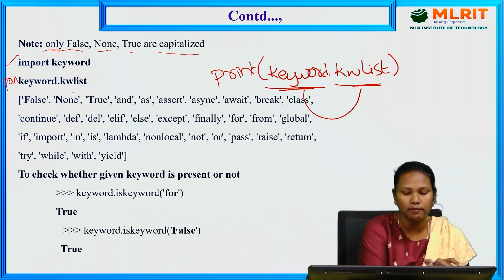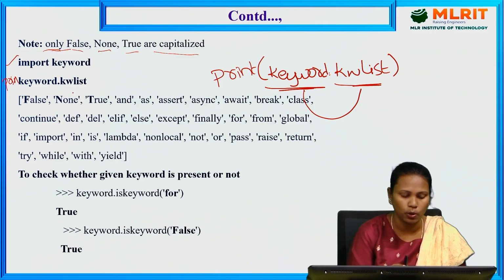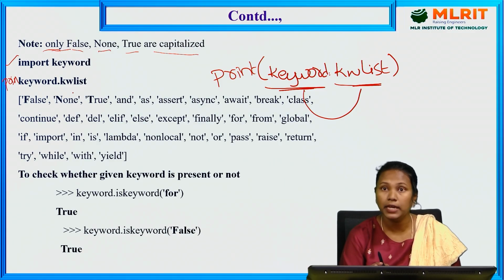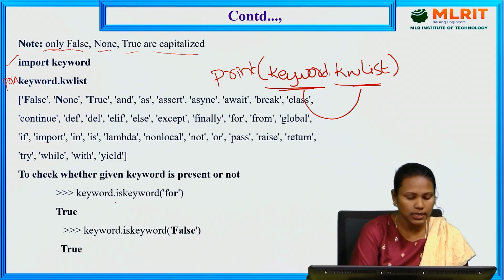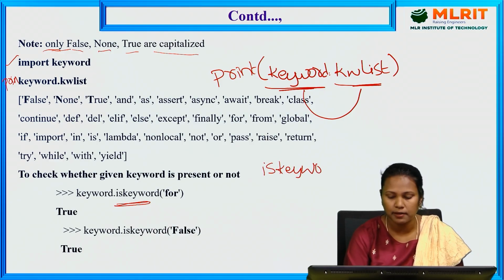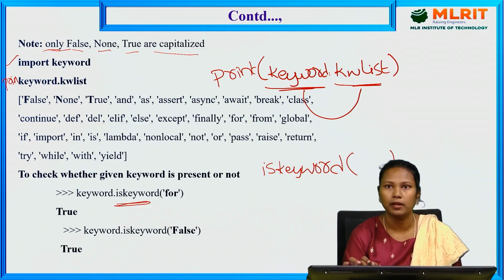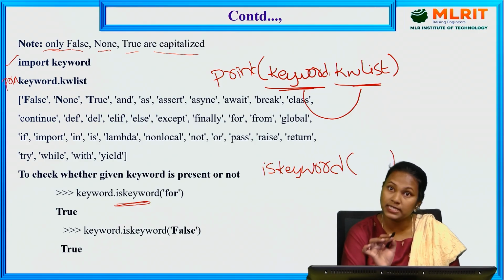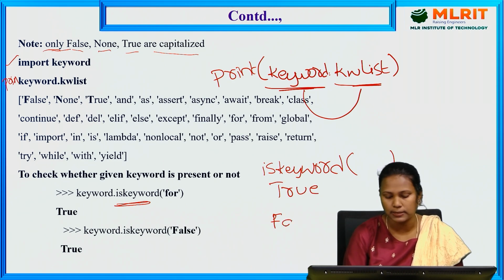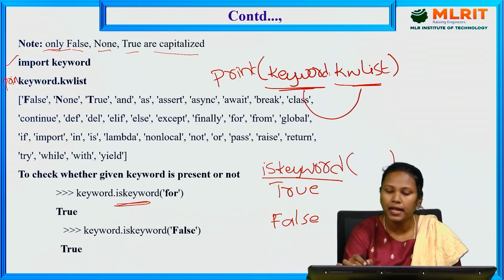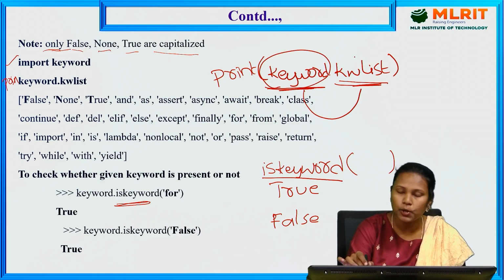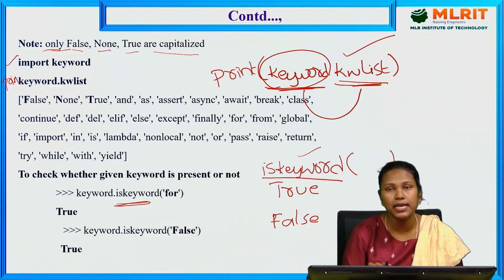It displays what keywords we are having. If you want to check whether a particular word is a keyword or not, we can use the iskeyword function, which is a built-in function. It specifies whether the particular word is in the keywords list or not. If it is in the list, it displays True. If it is not in the list, it displays False. The iskeyword and kwlist are both built-in functions of keyword, so whenever you are importing, only then we can use kwlist as well as iskeyword.